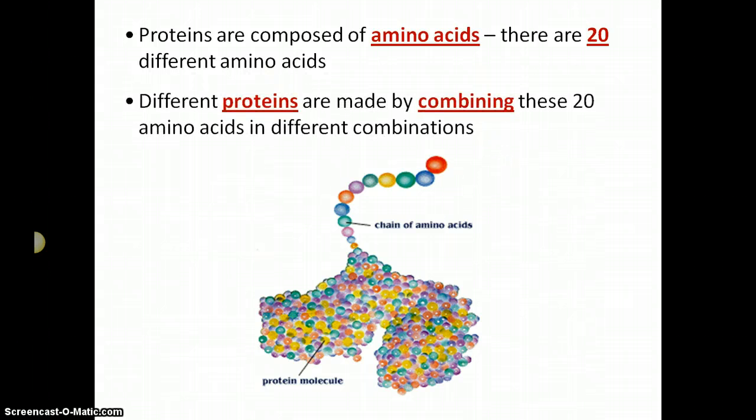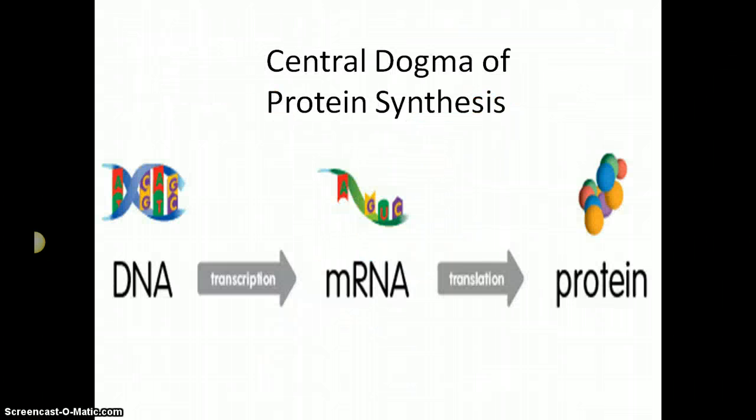Okay, also different proteins can be made by combining these in different combinations, in different orders, and in different numbers. You have some proteins that are made of only 3 or 4 different amino acids, but you combine them in different numbers. Okay.